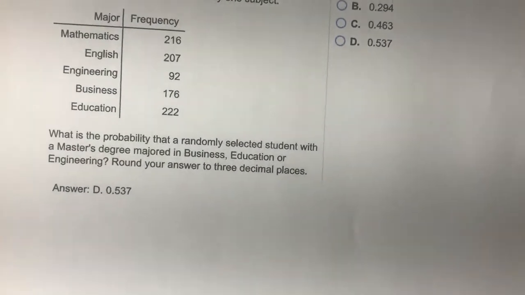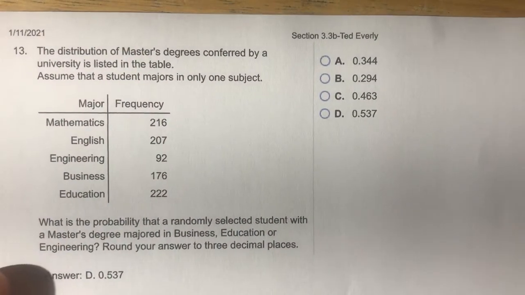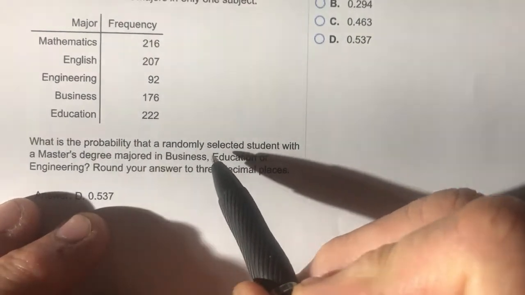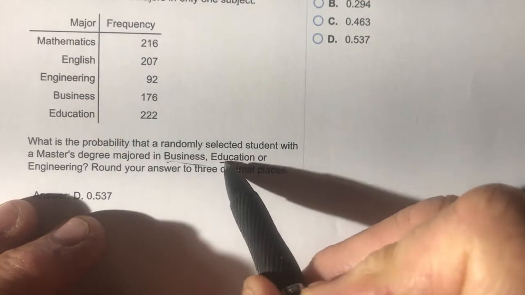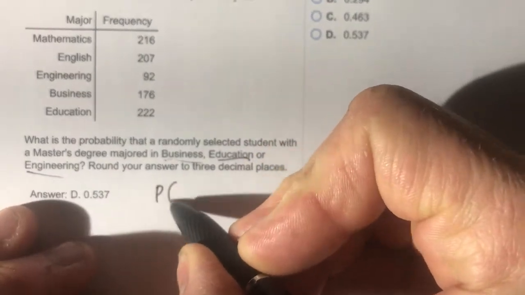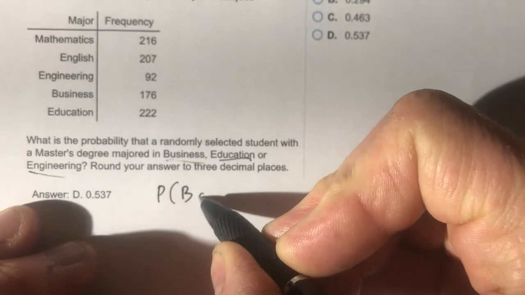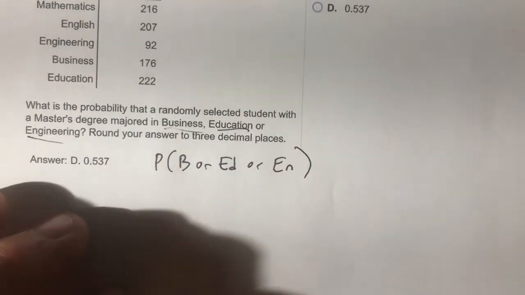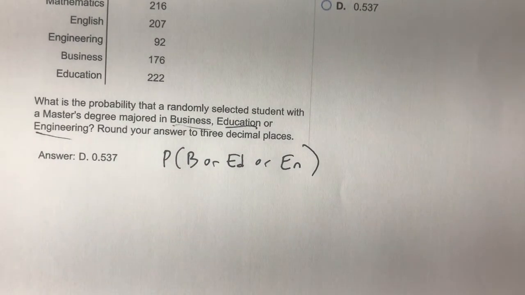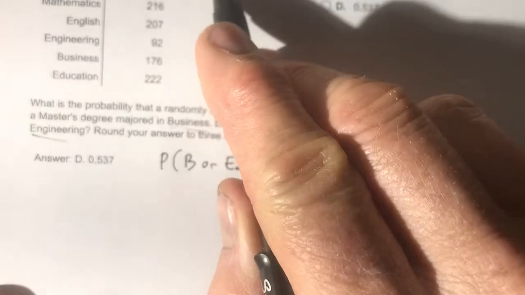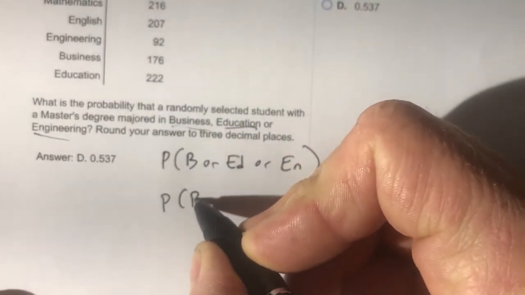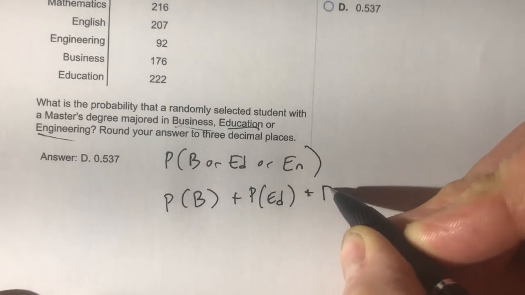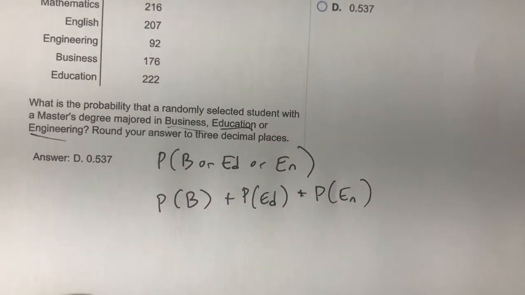And then the last one here, 13. Okay, it's the same kind of question. All right, what's the probability of a randomly selected student with a master's degree majoring in business, education, or engineering? All right, it's the probability that they're business or education or engineering. All right, these are mutually exclusive because it says you can only do one subject. So it's going to be the probability that he's business plus the probability that he's education plus the probability that he's engineering. And so I just add these up.